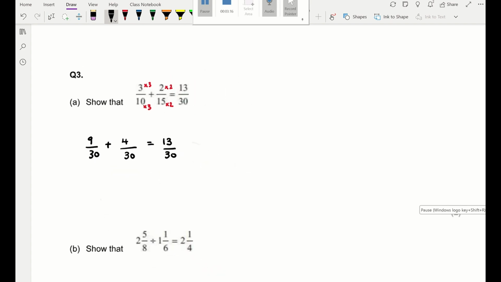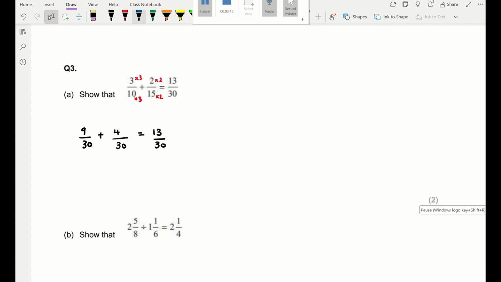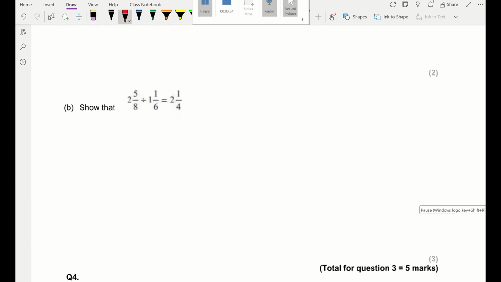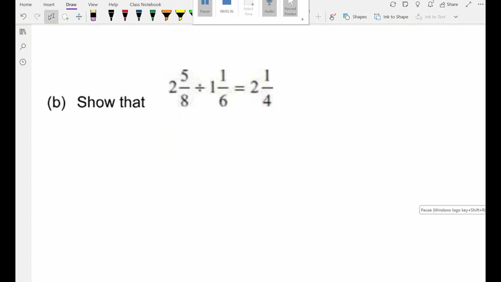So it is a 2-mark question, and they basically want to see those two fractions, or they want to see fractions with a common denominator, and maybe you've simplified it, but I would work with 30 because that's what they've given. Another show me question, and it's a division question.